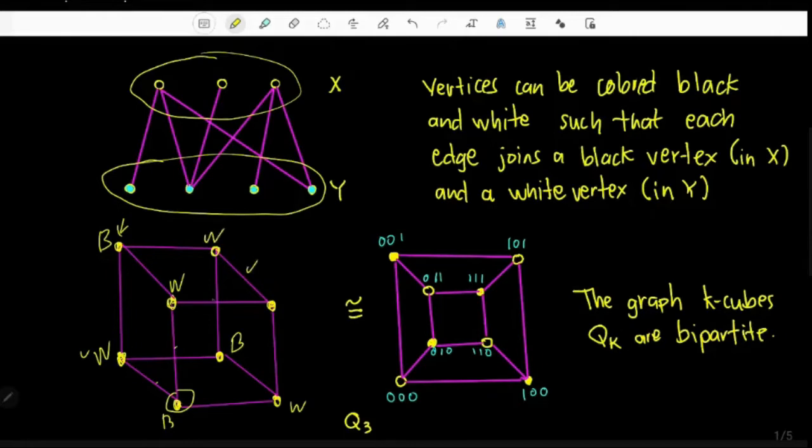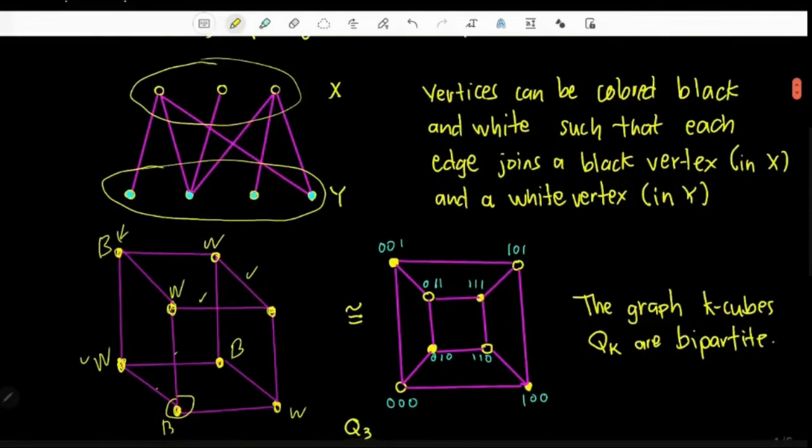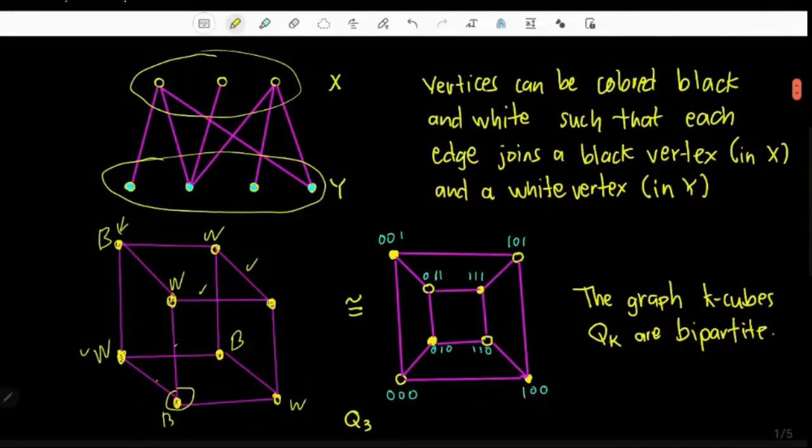These edges are both incident to this point and the other endpoints are white, so this must be black. And so we're able to color all the vertices either black or white. And we can see that no two blacks are adjacent, no two whites are adjacent, and all the edges have one endpoint being black and one endpoint being white.